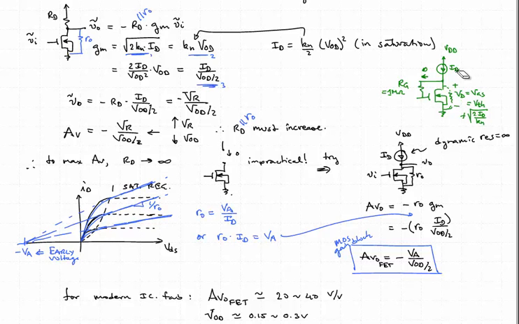So actually, I shouldn't call this ID. That's really not a good thing to do, because it is not exactly the drain current, right? This current splits between the channel, the drain current, and that RO, whatever current path is afforded by the resistance RO. Okay.